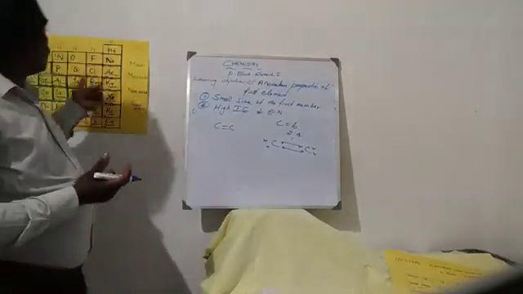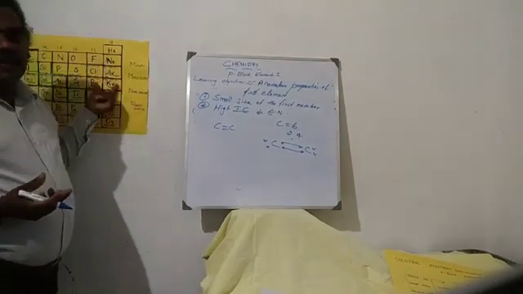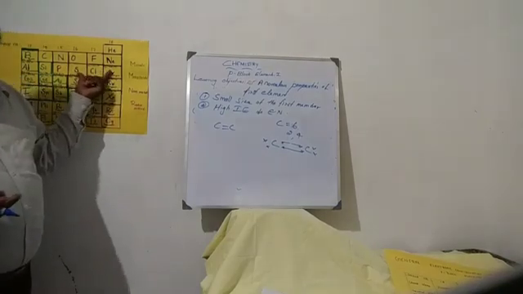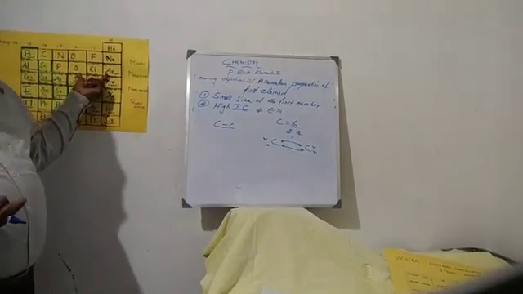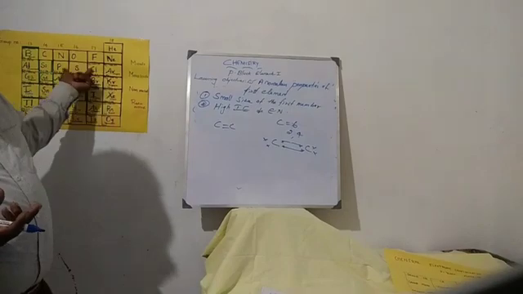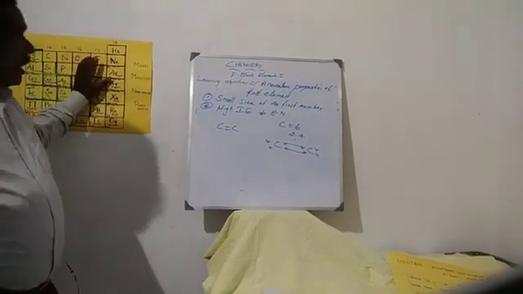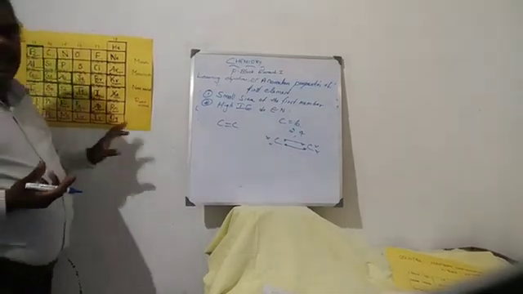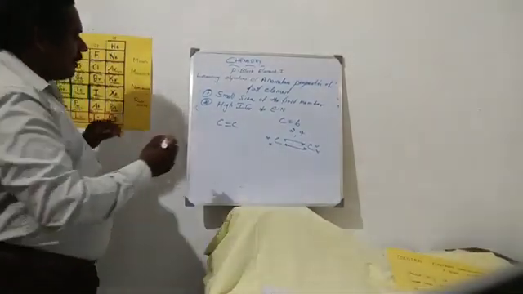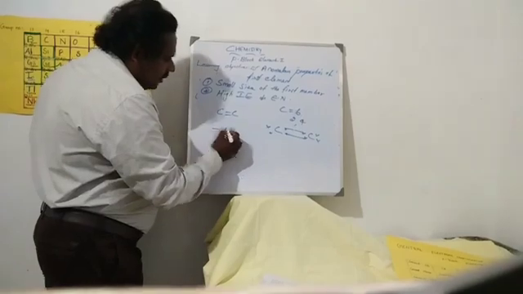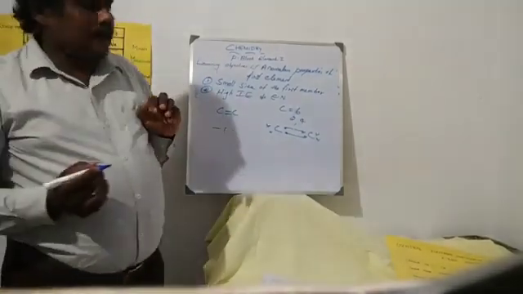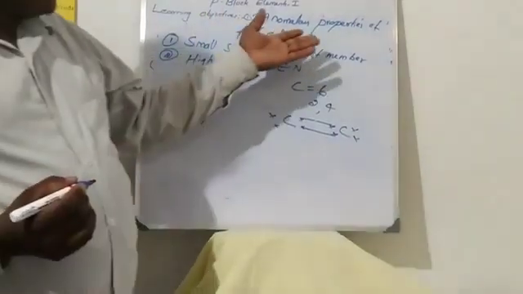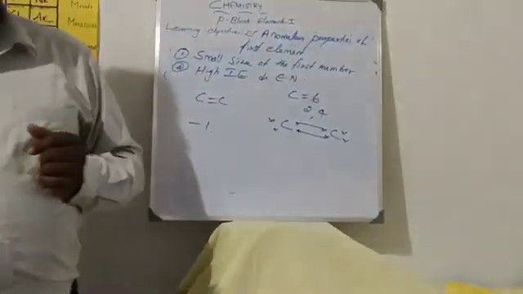Fluorine is the most reactive element in this group. Fluorine is the strongest oxidizing agent. It is the most electronegative element, and it has a -1 oxidation state. This is about the anomalous properties of the first element.